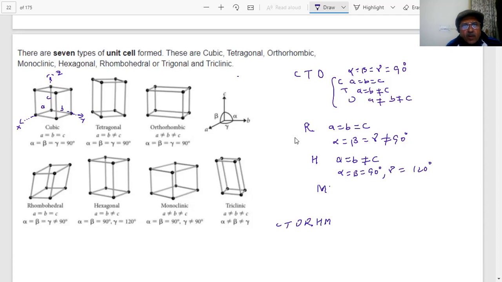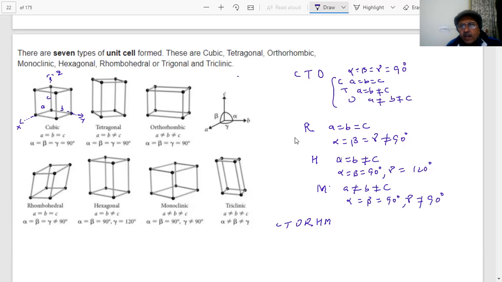After that, students, monoclinic. What is happening in monoclinic? All the three sides are unequal. A is not equal to B, B is not equal to C, alpha is equal to beta is equal to 90 degrees and gamma is not equal to 90 degrees. Here in hexagonal gamma was 120 degrees, but here gamma not 90 degrees means it can be anything, not 90 degrees. So monoclinic is shown here, students. The three sides are not equal in monoclinic.